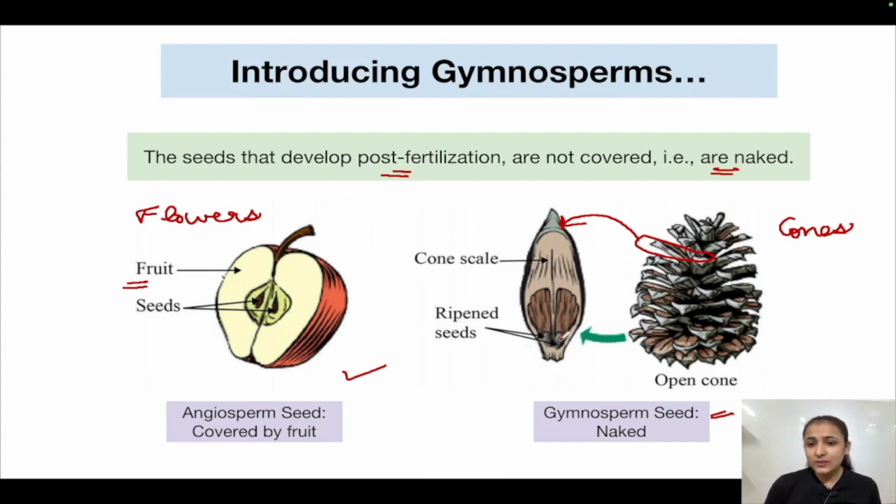Now these seeds, as you can see, are not surrounded by any fruit wall as can be seen in the angiospermic seeds. These seeds are naked, and these are winged also. We will study about their structure later on, but for this slide, at this point of time, you just need to know that the angiospermic seeds were surrounded by a fruit wall, whereas the gymnospermic seeds are naked. They are not surrounded by a fruit wall, and they are present at the point of attachment of this megasporophyll to this cone axis.